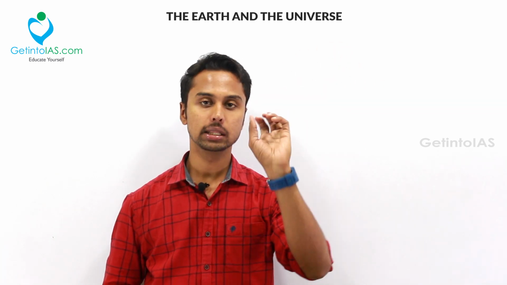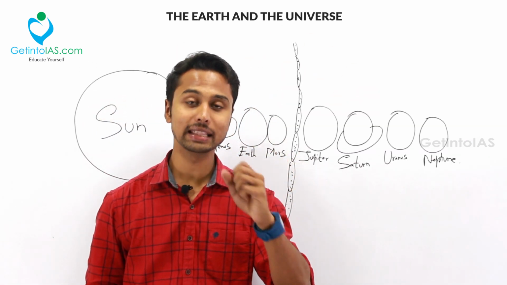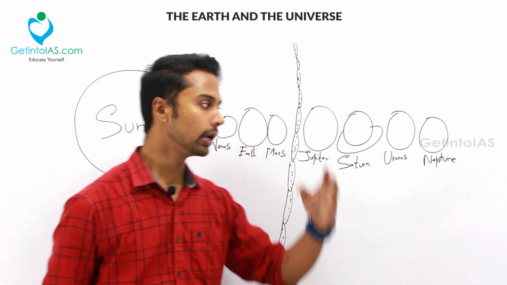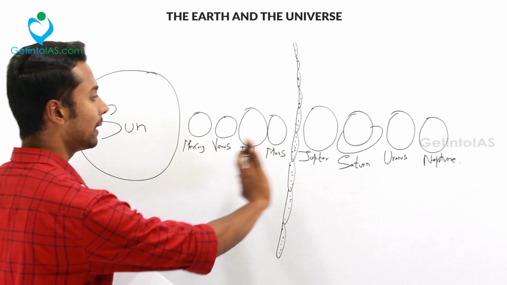Now we will go into this solar system. The family of the sun is known as the solar system. In the solar system there is the sun, and there are many planets revolving around the sun, which we will be seeing now. As you can see from this diagram, the sun is here and these are the planets.